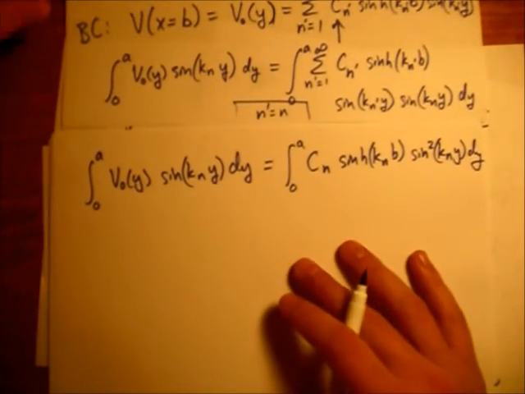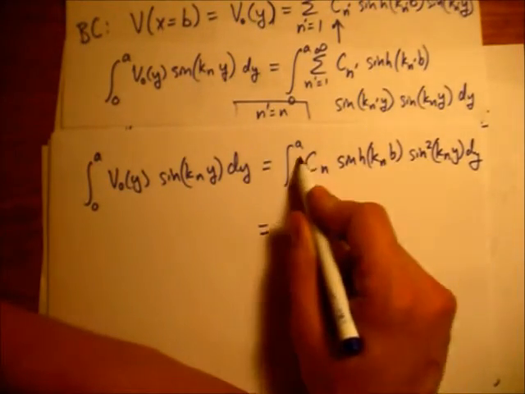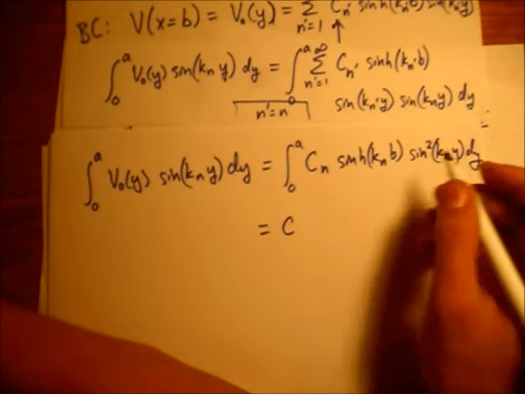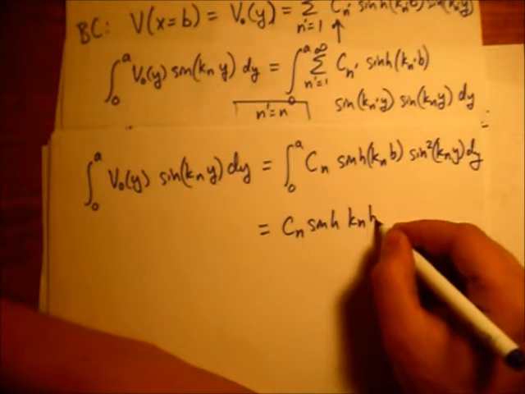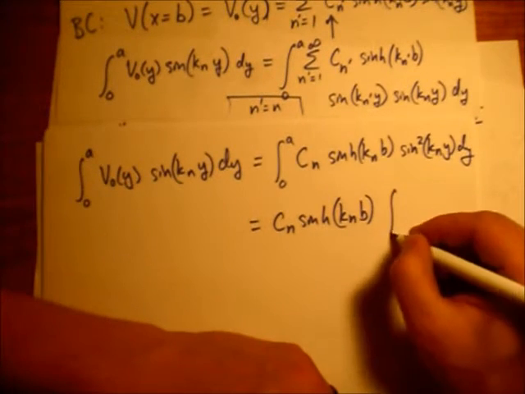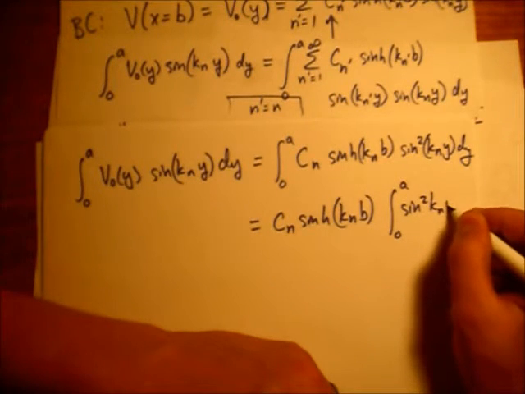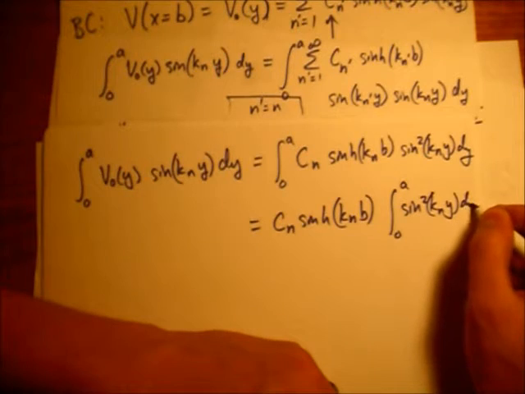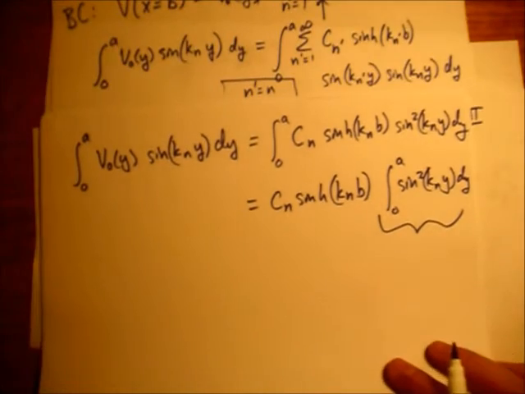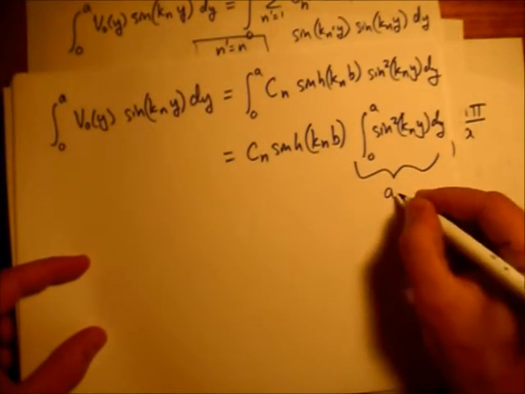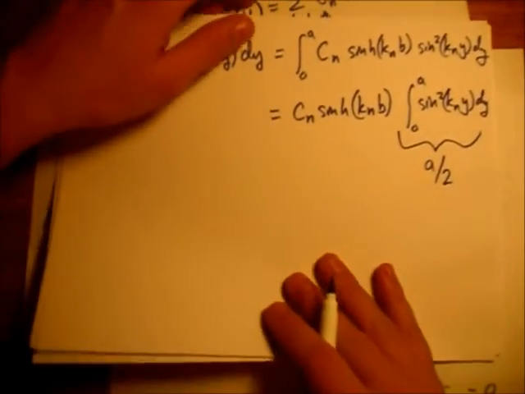Let's write this out a little better, because we see that these pieces right here do not even depend on y, so they can come outside the integral. We're left with an integral from 0 to a of sine squared k n y. This integral gives us, let me double check, an a over 2. I'm not going to do that integral because it will just take more time. This video is already way too long.